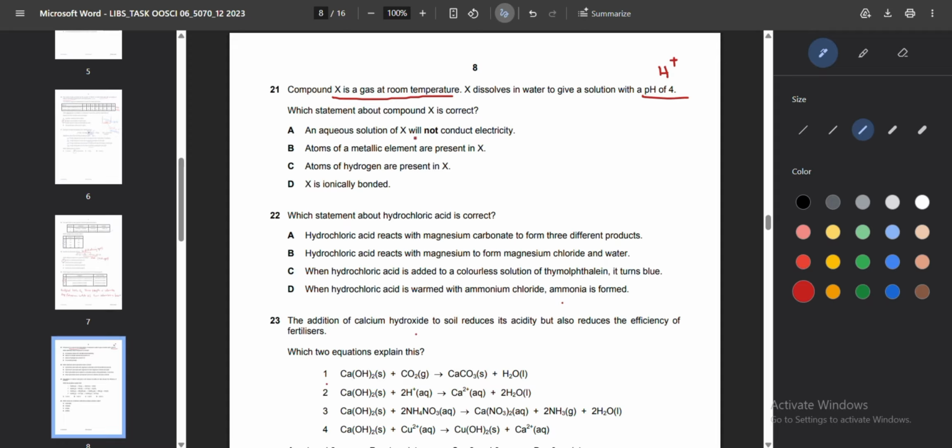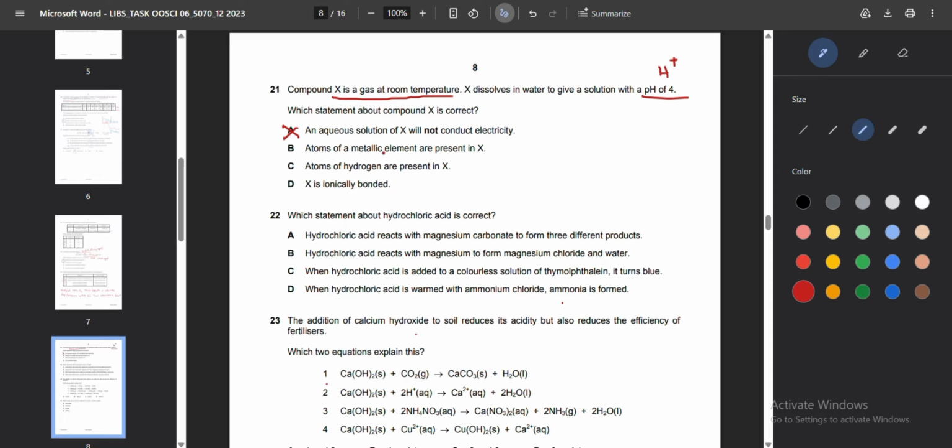an aqueous solution of X will not conduct electricity. That is not correct, because the solution is acidic and it contains some H positive ions along with some other negative ions. When there are freely moving ions present, they do conduct electricity.